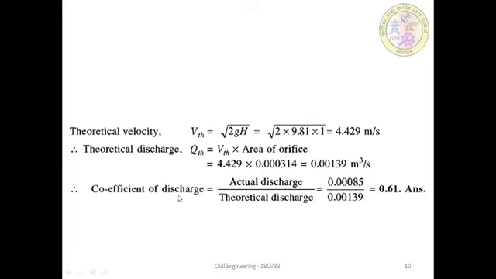Now what is the coefficient of discharge? The coefficient of discharge CD is given by actual discharge to the theoretical discharge. So CD is nothing but 0.00085 divided by 0.00139. The answer is 0.61, which is obviously less than 1. All the CV, CC, CD are always less than 1. That point you should note.